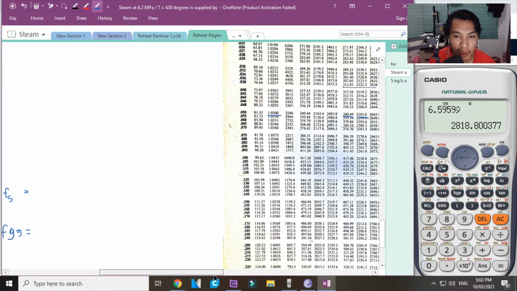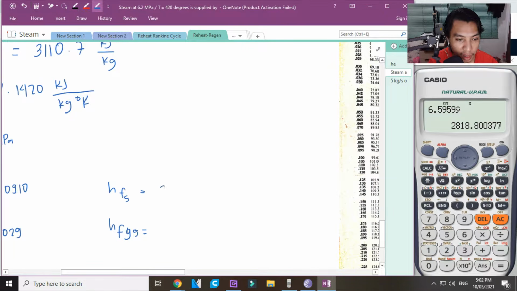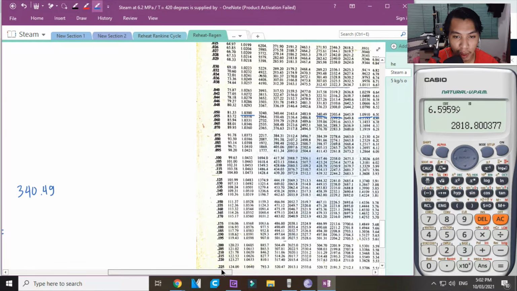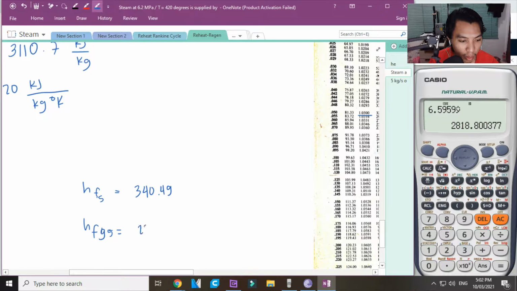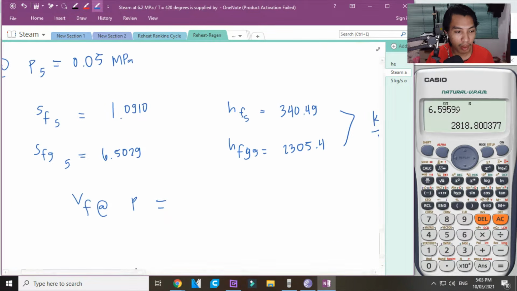The HF5 is 340.49. HFG5 is 2305.4 kilojoule per kilogram, that's the unit. The VF is 0.00103 meter cube per kilogram.